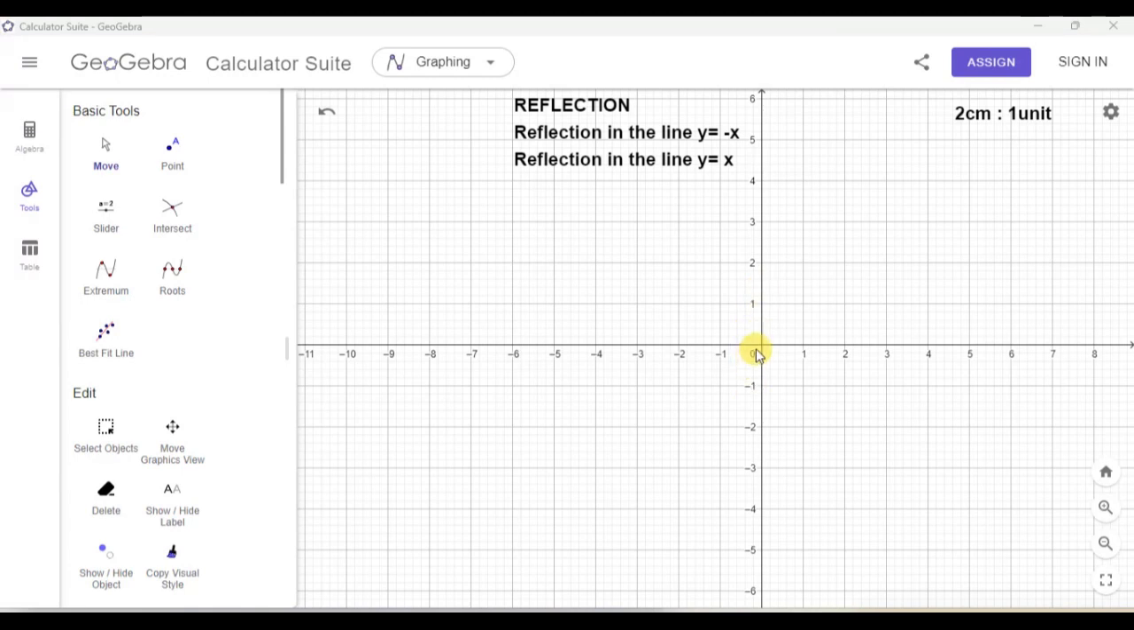In the third video, we looked at reflection in the line x equals a, which is x equals any other figure except 0, x equals 1, 2, or any other figure. And we also looked at y equals a, which is any figure at all. In today's tutorial, we want to look at reflection in the line y equals negative x and reflection in the line y equals x.